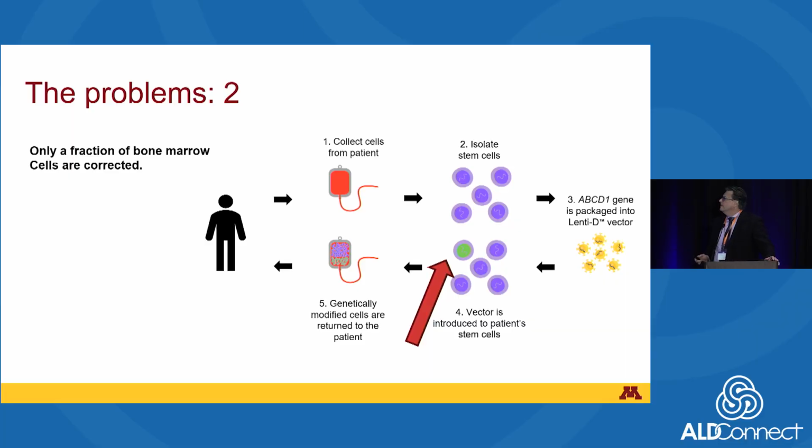Problem number 2, we collect the cells from the patient. We give them the virus. What's lost on a lot of families is that it's a very incomplete infection and repair of the cells. Only about 1 in 5 cells actually are corrected. So when you give this product back to the patient, 75% of those cells are the same defective cells you started with, because the technology is more or less limited to fixing about 25% of them or even 20% of them. And that's just a limitation of using lentiviruses.